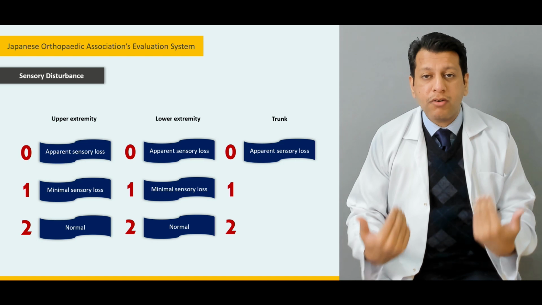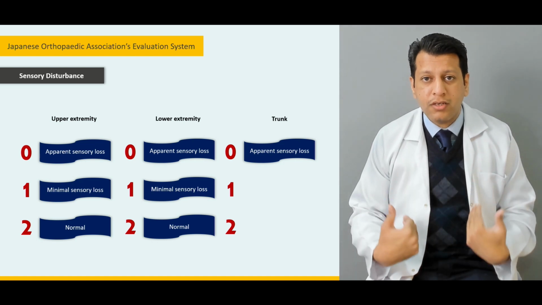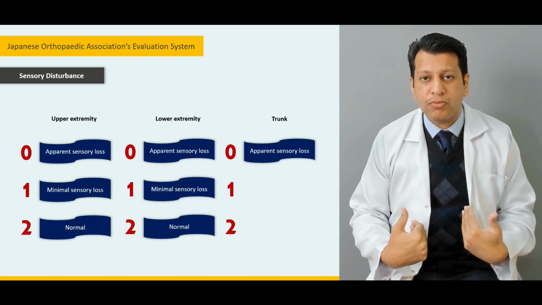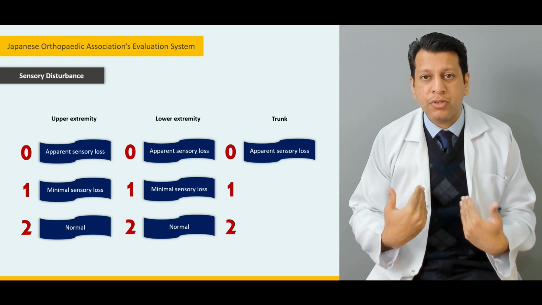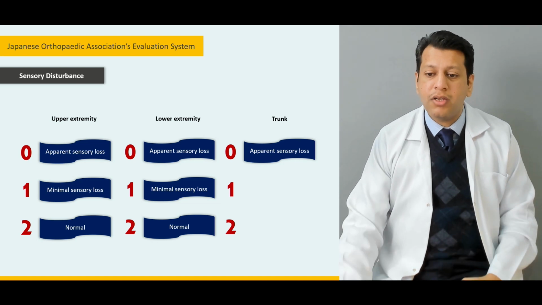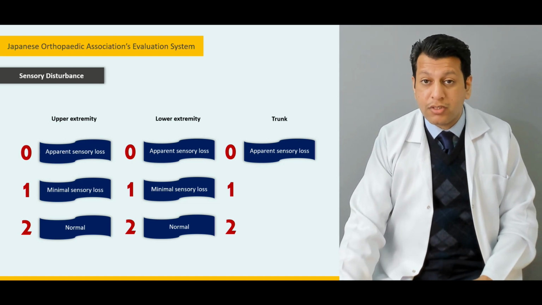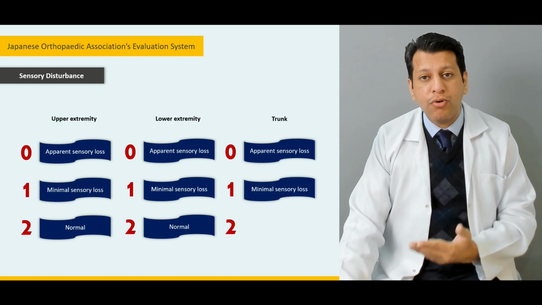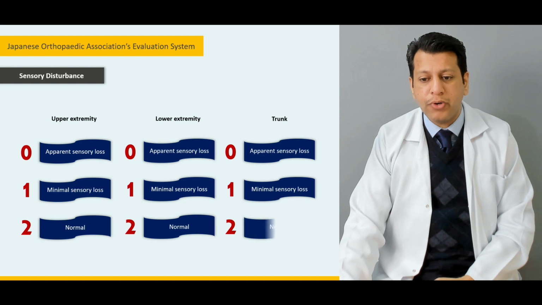For example, if we are talking about the trunk, then usually the dermatomes of the thoracic and upper lumbar dermatomes are actually supplying the sensory area of the trunk. Usually, if there is apparent sensory loss in these areas, this may be 0 points. Minimal or no loss, then it's either 1 or 2 points.